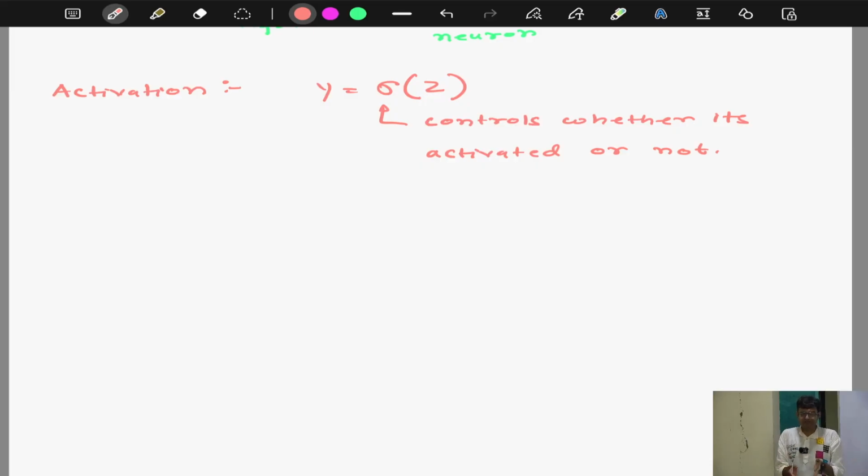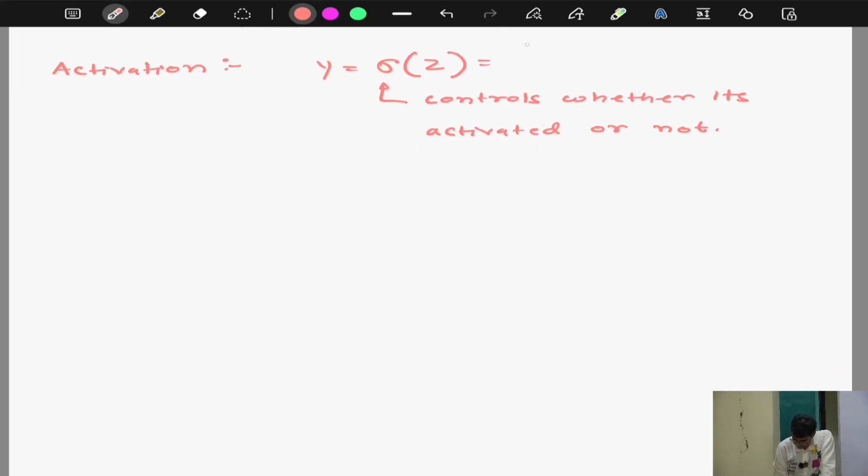So mathematically, what is sigma? Step function. It's a threshold function. If a certain threshold is exceeded, you activate it, so output becomes 1, let's say. I mean, binary spikes kind of thing. If it is less than the threshold, output is 0. You can write it as 1 if z is greater than some z threshold and 0 elsewhere.